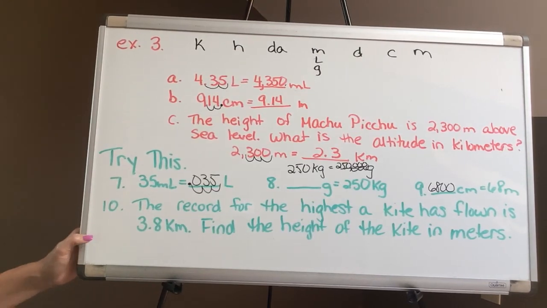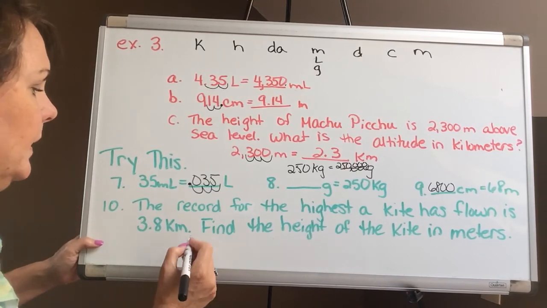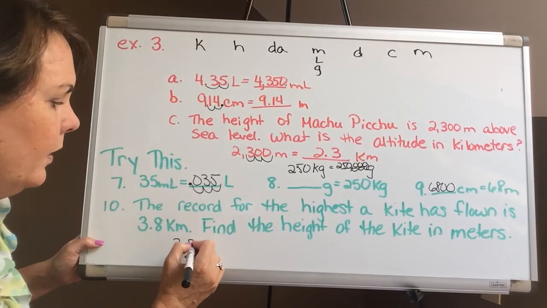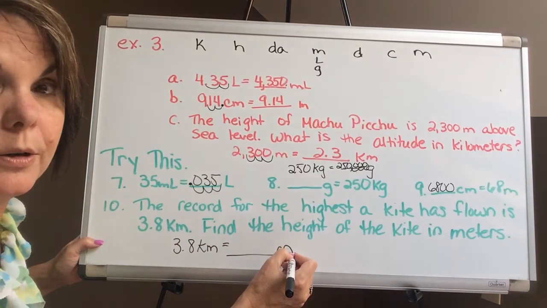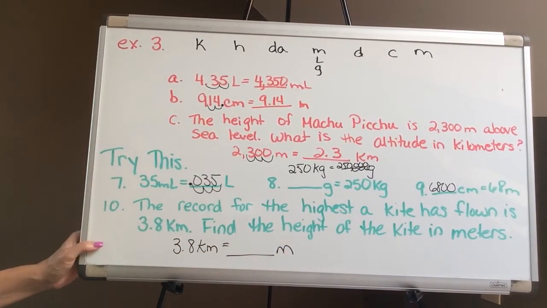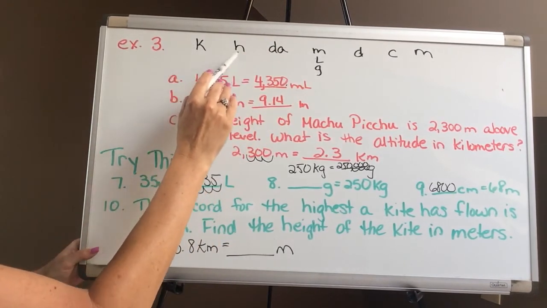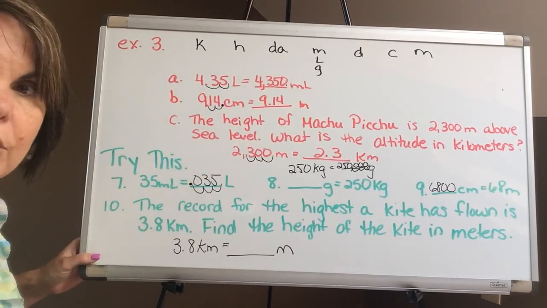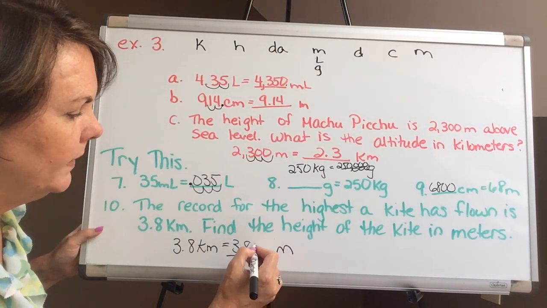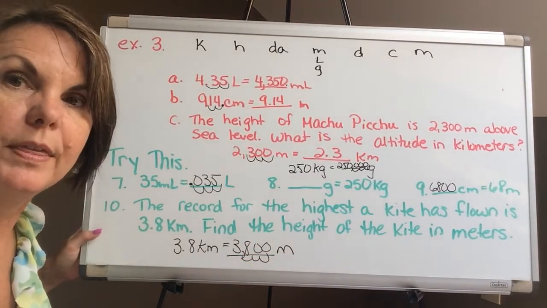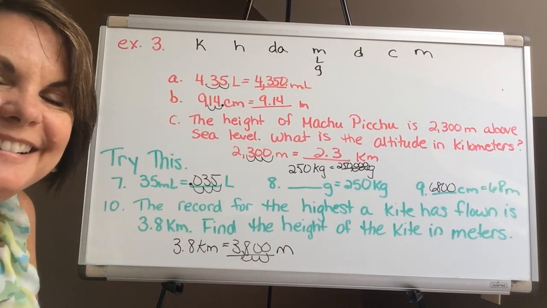And number 10, the record for the highest a kite has flown is 3.8 kilometers. Find the height of the kite in meters. So this is really what you're saying. 3.8 kilometers is how many meters? Okay, and again, you're going from kilometers to meters. 1, 2, 3 to the right. You're going to a smaller unit. 1, 2, 3 to the right. And there we are, 3,800. All right, good luck.